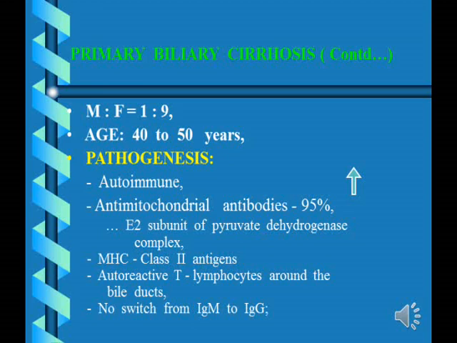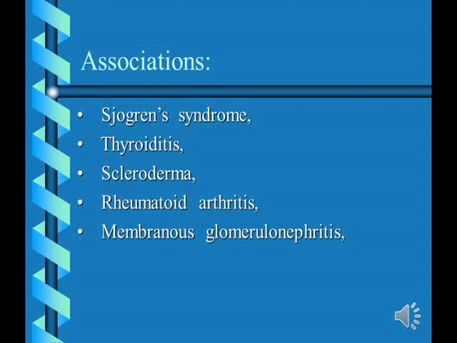Familial incidence is also commonly noted in primary biliary cirrhosis, of HLA origin. Most of the time, primary biliary cirrhosis is also associated with other autoimmune disorders, that is Sjogren's syndrome, thyroiditis, scleroderma, rheumatoid arthritis, membranous glomerulonephritis.